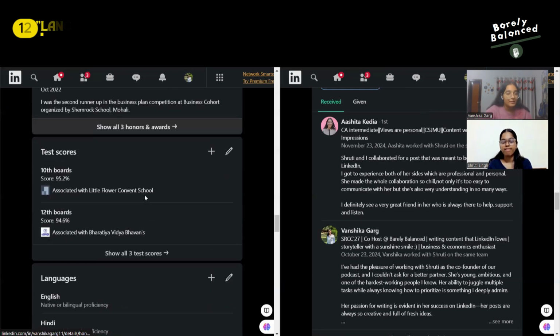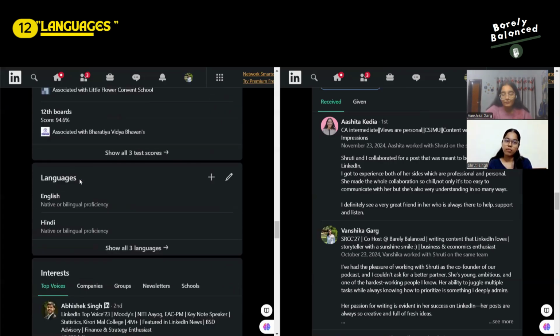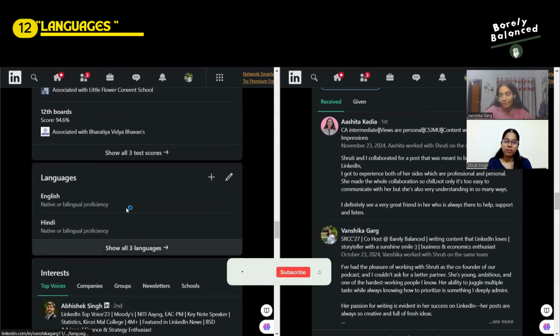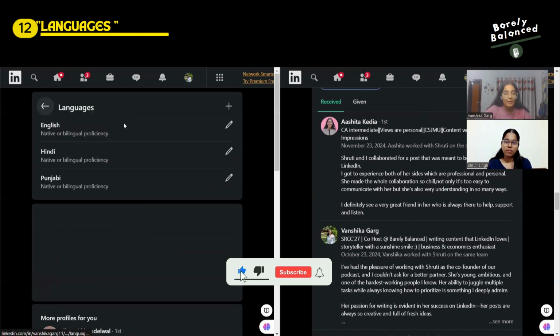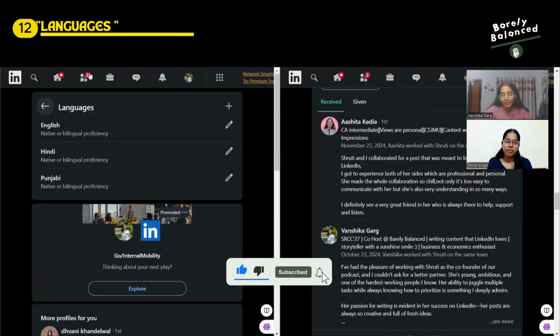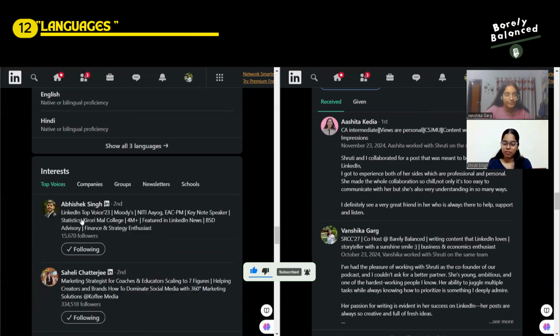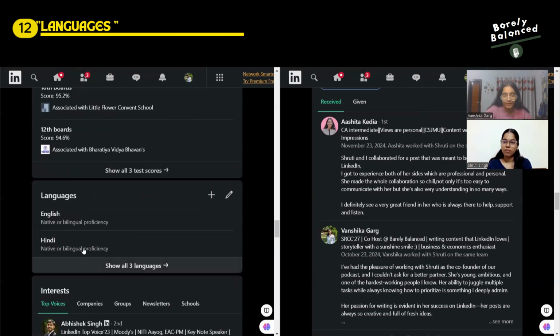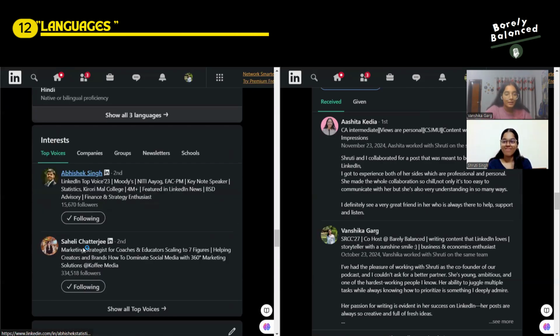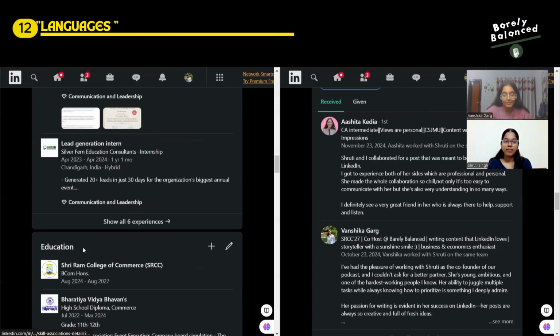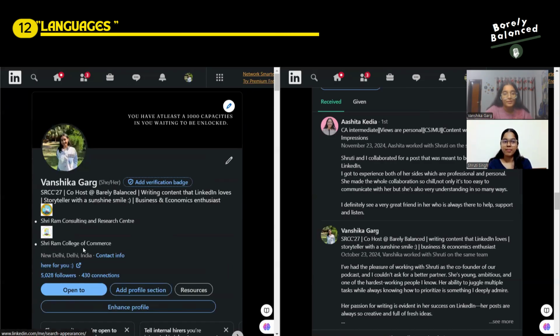Right, okay. Then we had the test score section. We already told you about that. After that you have the languages section. So if you have multiple languages, you could just place them over here. So I know English, Hindi, and Punjabi, so I wrote them. There isn't much to explain over here. It's just a simple section as the name suggests. Yeah, that's pretty much it. So it just summarizes your profile.